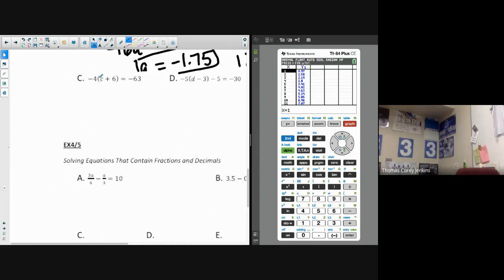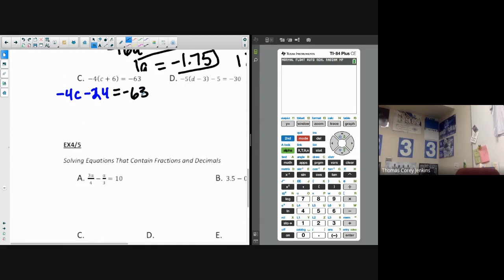So it wouldn't make sense to divide both sides by -4 here because 4 doesn't go into 63, so it only really makes sense to distribute. So -4 times C is -4C. And -4 times +6 is -24. And then we have equals -63.